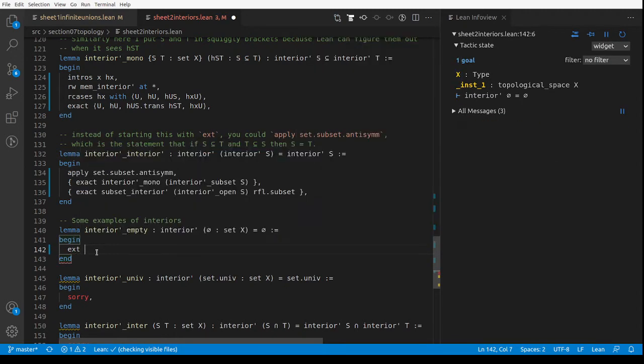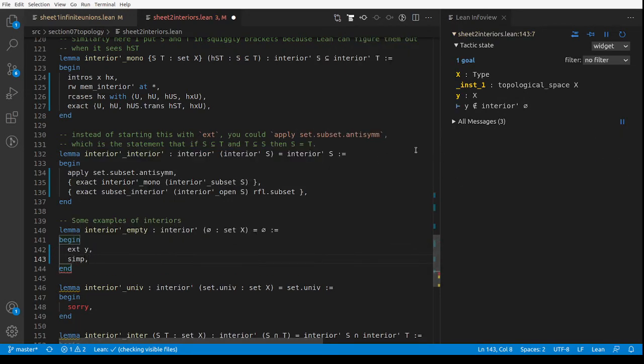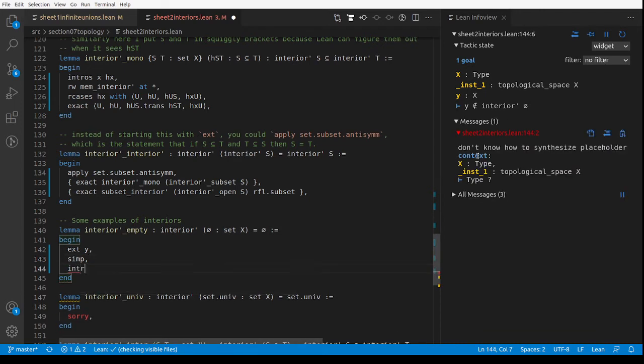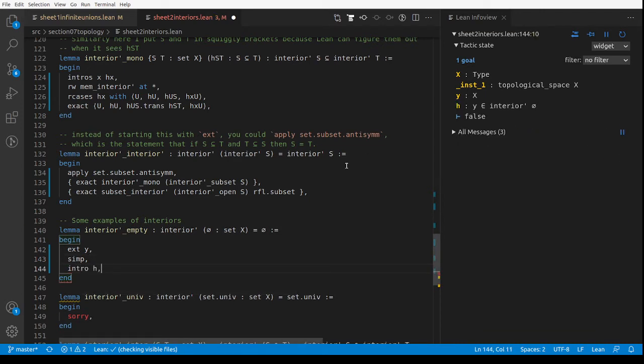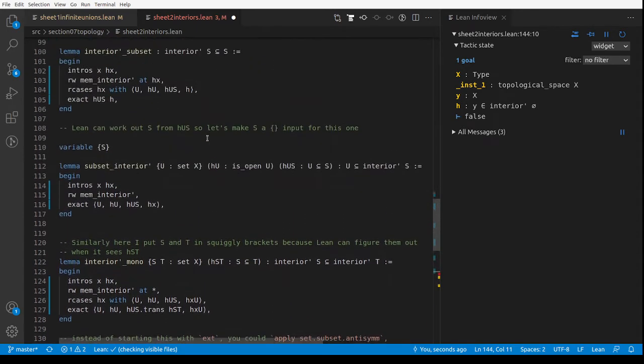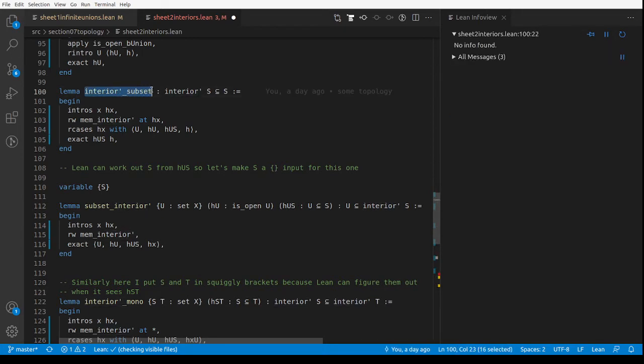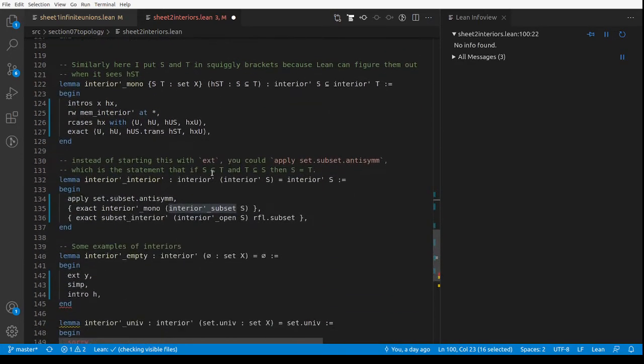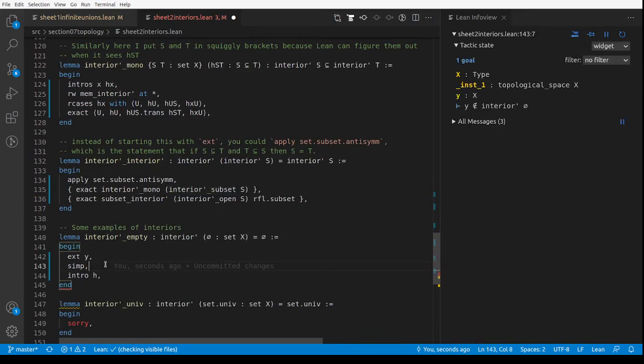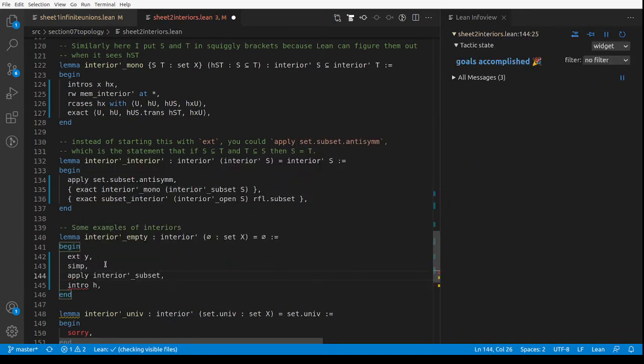Okay, so these are now somehow examples of interiors. I want to simplify that because y is in the empty set. There we go. Look, we've got to prove that y is not in the interior of the empty set. So I don't know, intro H, that says y is in the interior of the empty set. And so we can deduce then that y is an element of the empty set, right? Maybe we can just apply, well, this, I wonder if we can do this. In fact, could we have done it here? Could we apply this?